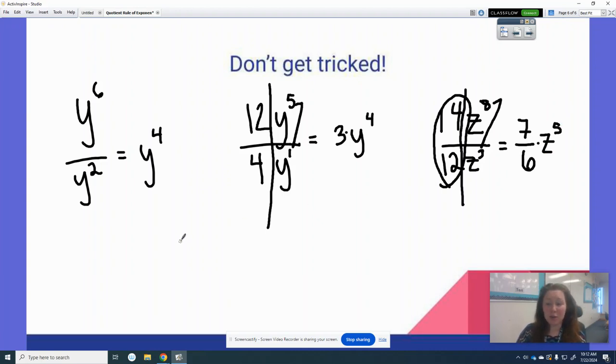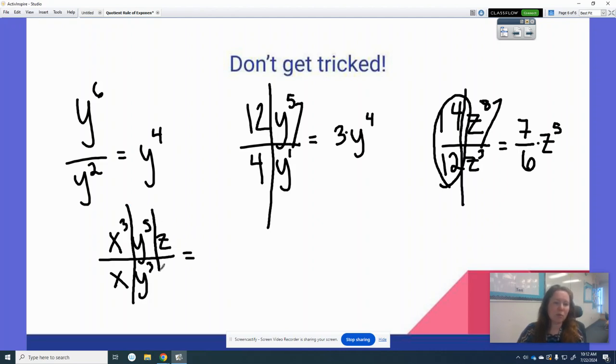Then the last thing I don't want you to get tricked by is what if you have more than one letter? What if we have like x to the power of 3, y to the power of 5, z, over x, y to the power of 3? Well, just like we did before, we're going to break it up into parts. We're going to break up the x's, we're going to break up those y's.